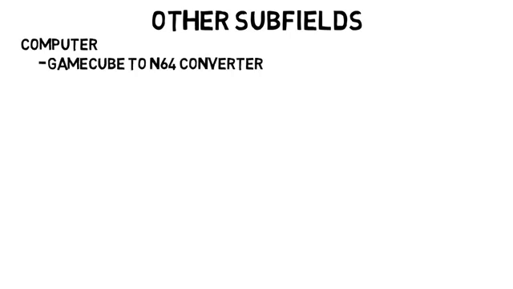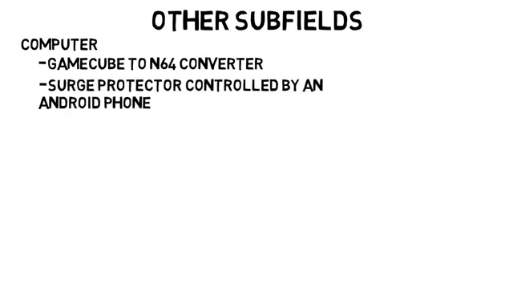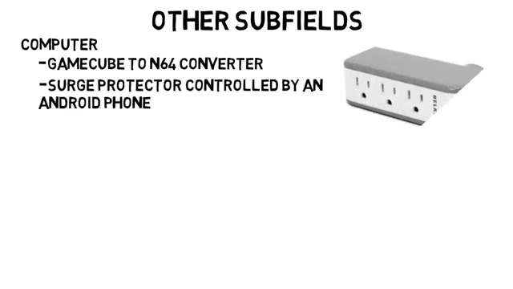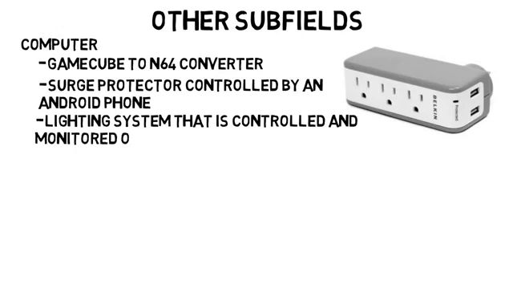Projects these students have done include a GameCube to N64 controller converter, a surge protector controlled by an Android phone that could turn off the surge protector and monitor electric usage to minimize energy consumption, and a lighting system that is controlled and monitored over Wi-Fi in which mobile devices could control the application.